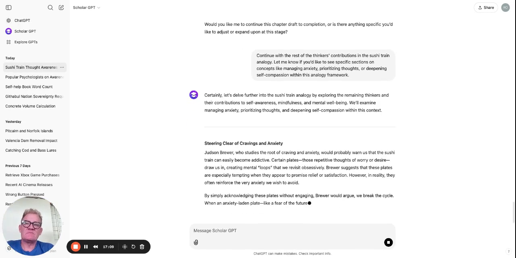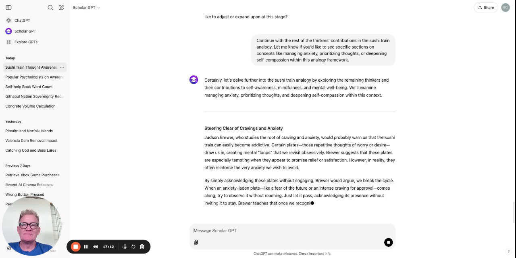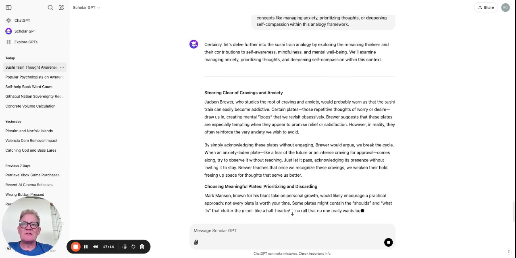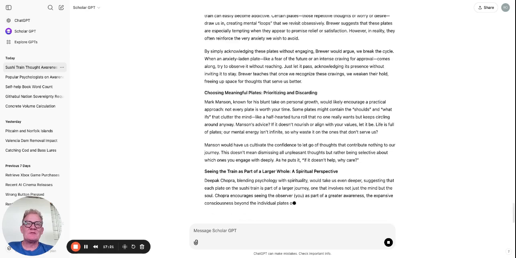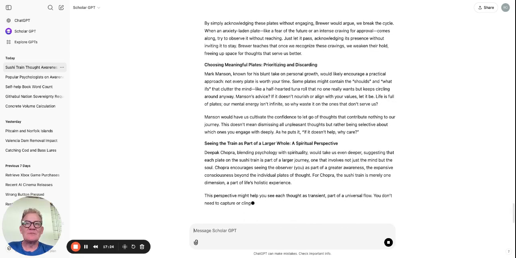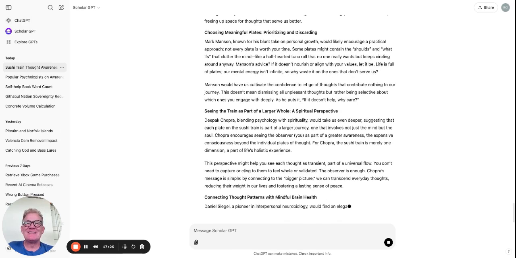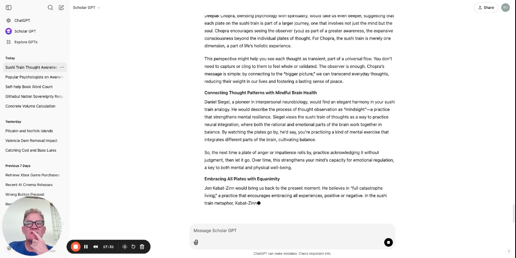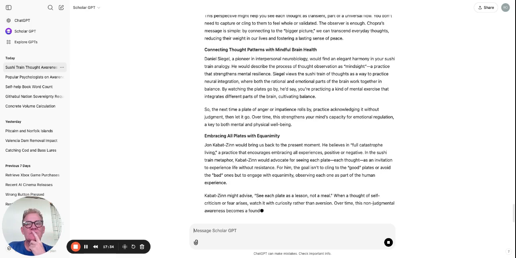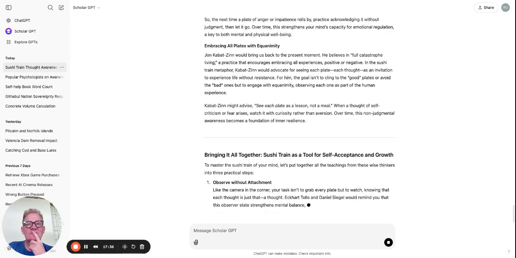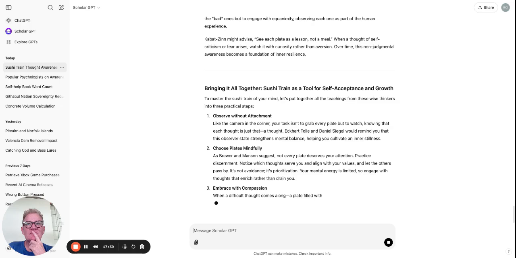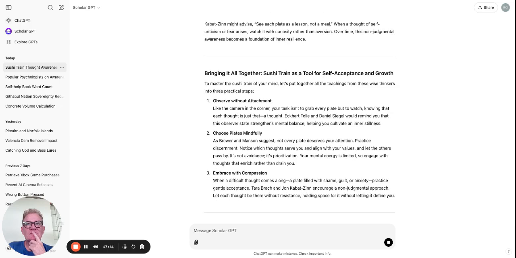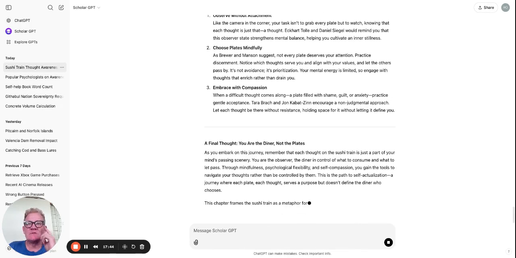Steering clear of cravings and anxiety. Oh, that's interesting. So I've just quit smoking, so trying the old nicotine gum approach. I'm an absolute nicotine junkie, really. Gives me that focus. Anyway, seeing the train. Oh my lord, gosh. So it's got quite. Wow, this is. Good lord.